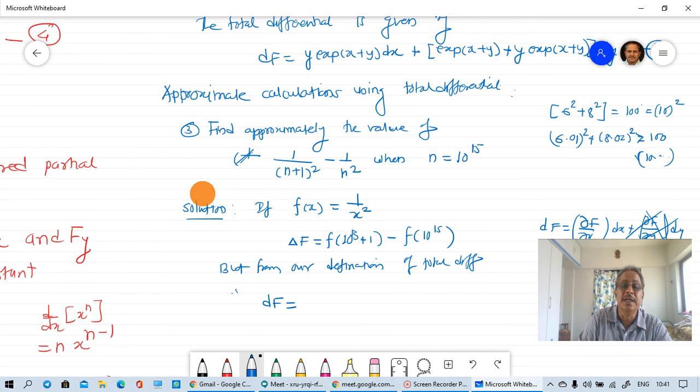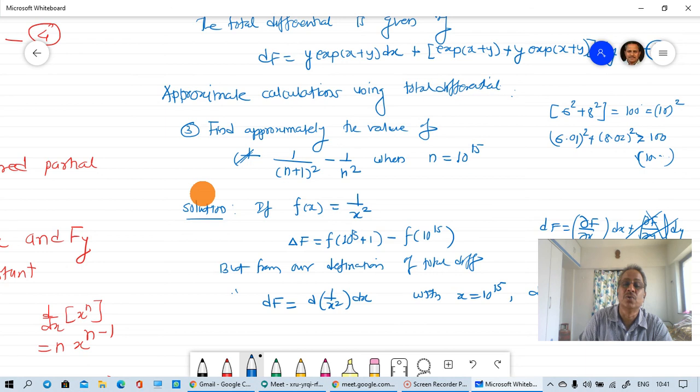d of capital F is 1 upon x square. So I can write this to be d of 1 upon x square into dx, with x is equal to 10 raised to 15, and dx is equal to simply 1, because we have been asked this is n plus 1 and this is n, so dx is simply 1. I am taking n to be 10 raised to 15, and that order is required here.